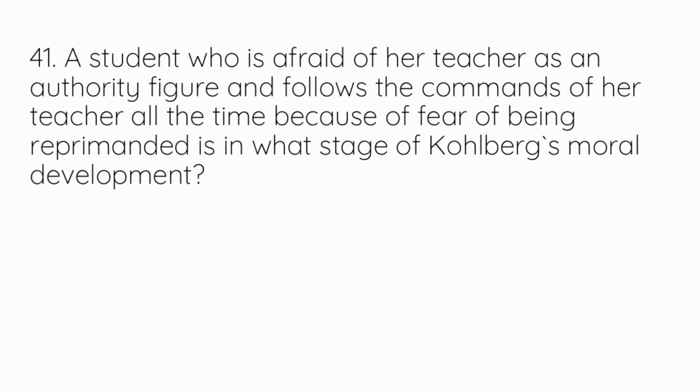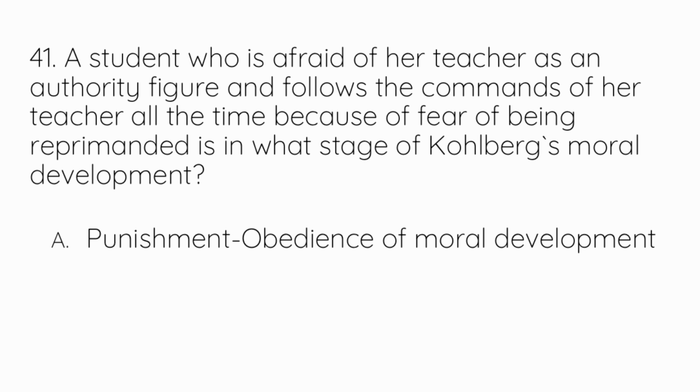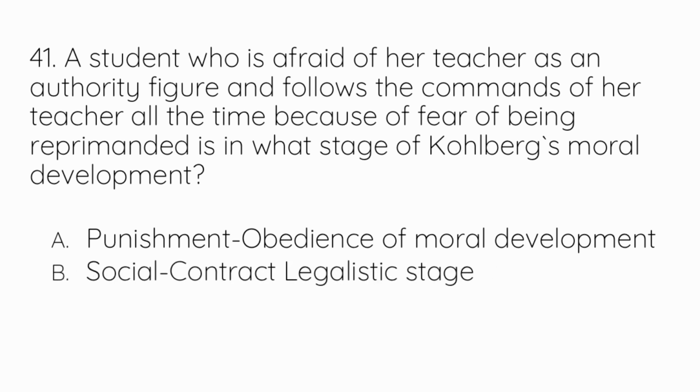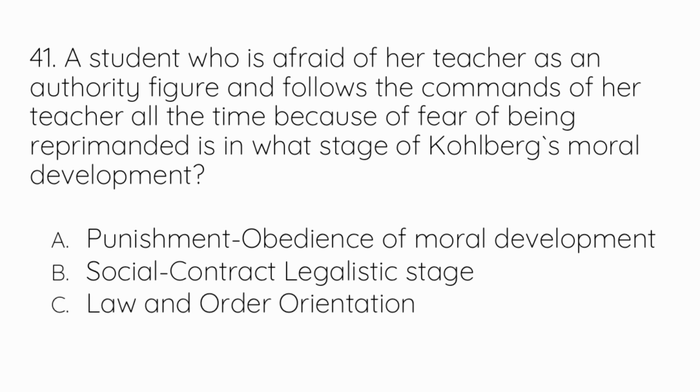A student who is afraid of her teacher as an authority figure and follows the commands of her teacher all the time because of fear of being reprimanded is in what stage of Kohlberg's moral development? Letter A, punishment obedience of moral development. B, social contract legalistic stage. Letter C, law and order orientation. And letter D, universal ethical stage.